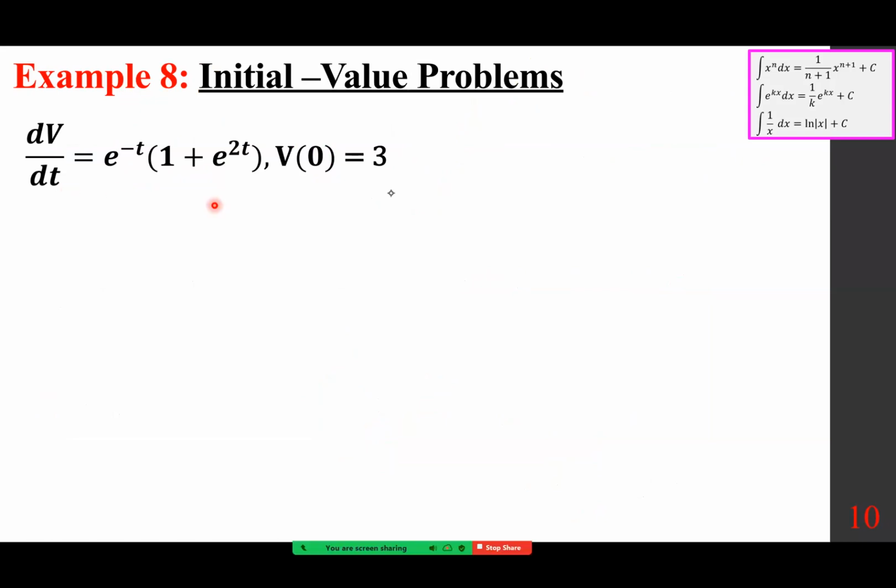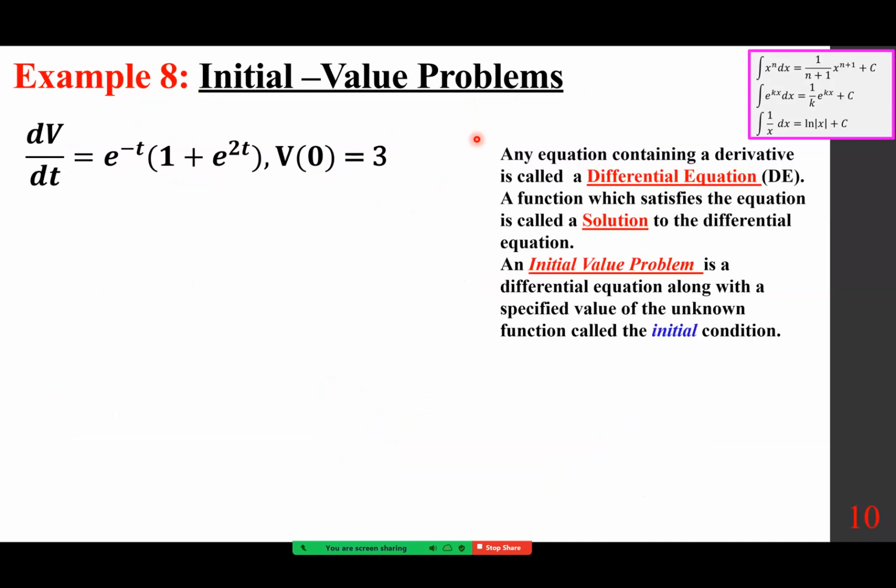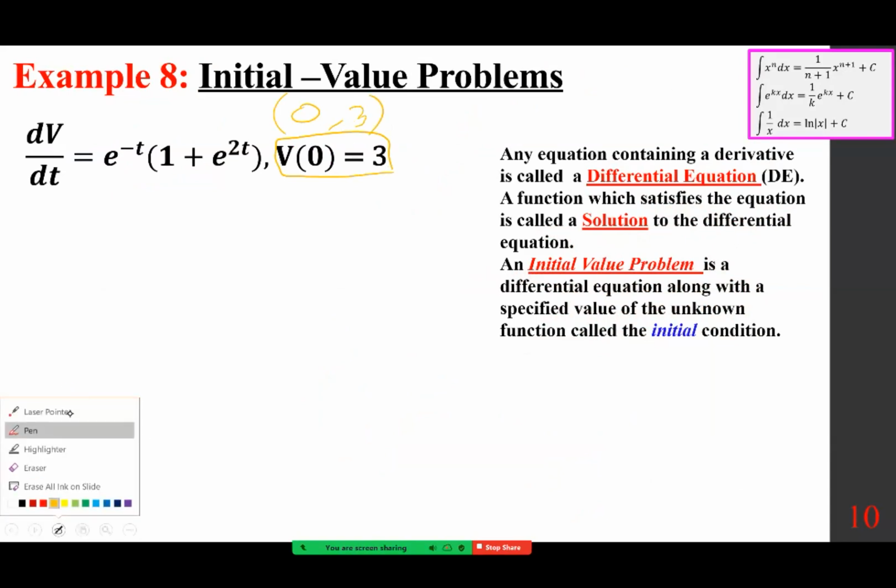dv dt is given, v of 0 is given. We are dealing with an initial value problem, so let me remind you of that. Any equation containing a derivative is called a differential equation. A function which satisfies the equation is called a solution to the differential equation. An initial value problem is a differential equation along with a specified value of the unknown function, called the initial condition. In other words, this one is just a pair, 0, 3. The effect of that is when we go through the process with this one, we can find the constant. For now, let's completely ignore that.